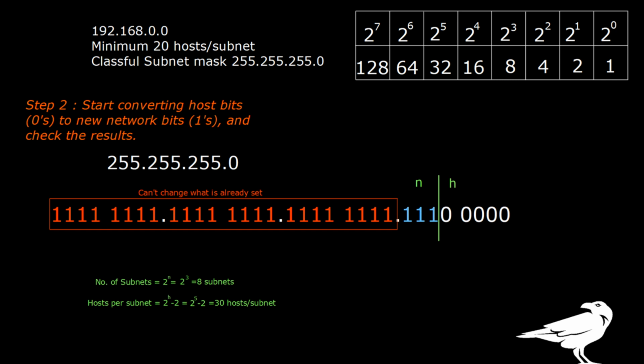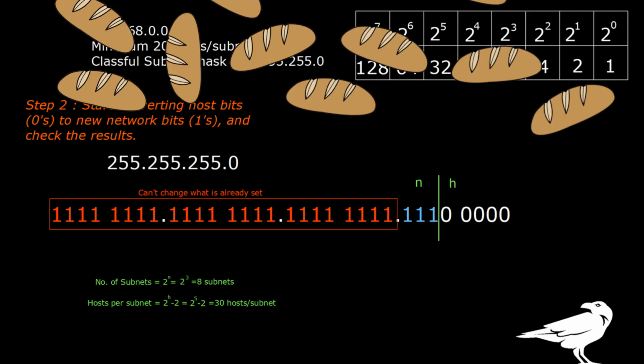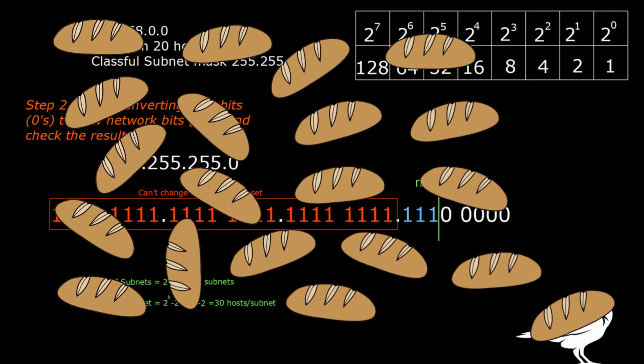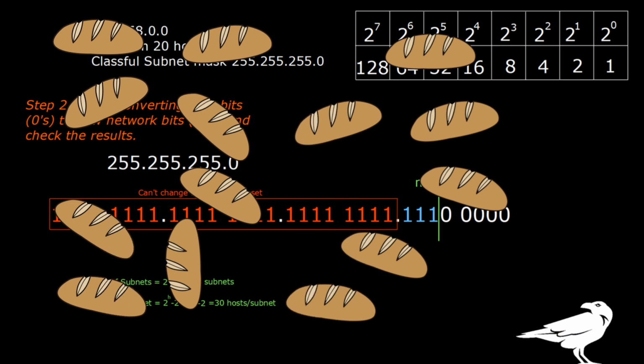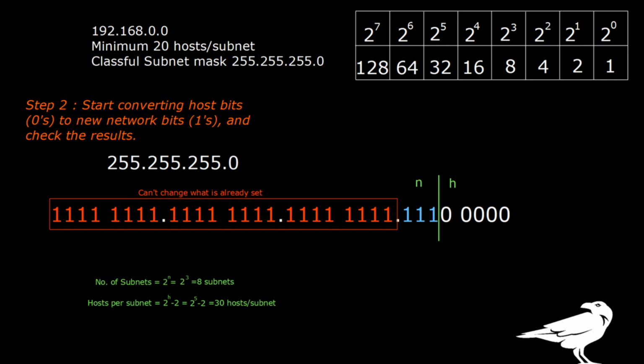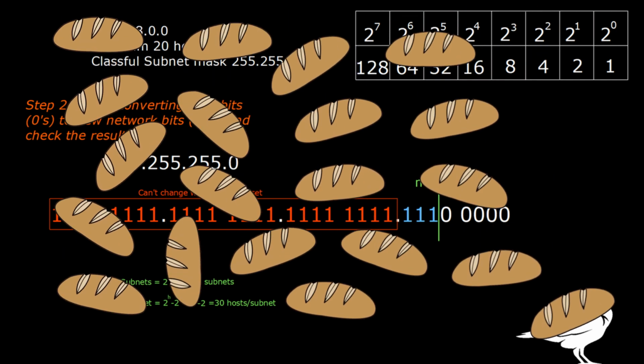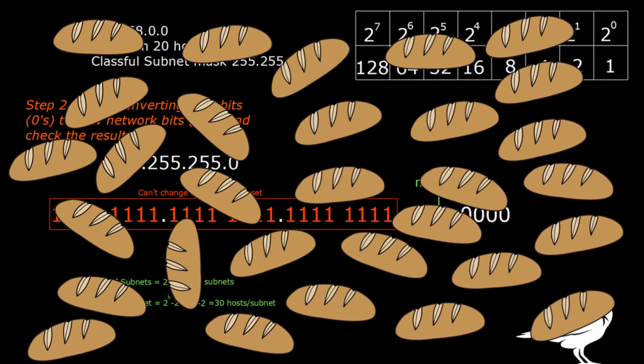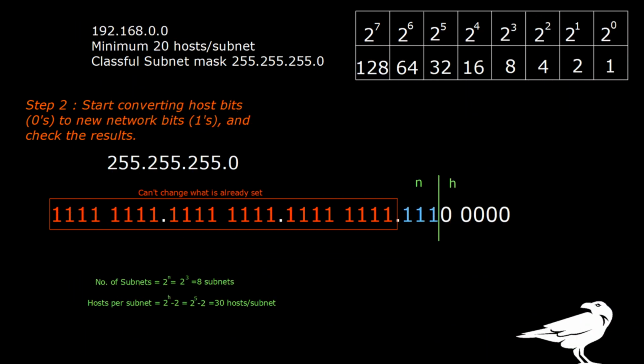Imagine you go to the shop and you ask for 20 loaves of bread, and the baker gives you 14. You're going to be annoyed, and you're going to want those other 6 loaves. But if you went to the shops and you asked the baker for 20 loaves of bread, and they gave you 30, you're probably not going to say anything, especially if the price tag doesn't say 30 loaves of bread. So that's what we're going to work with. 3 new network bits and 5 host bits left behind.